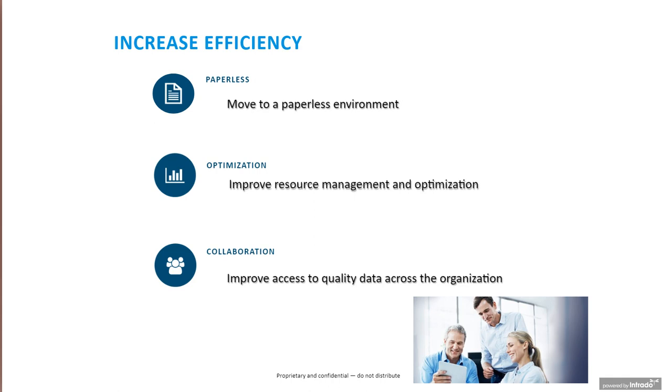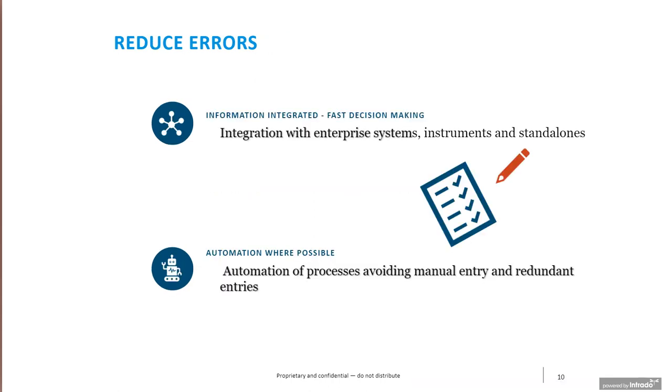It will also help you with optimization of your resources, meaning that you're going to have visibility of your equipment and analysts in order to manage and schedule those individuals for work. Collaboration, to be able to access the data across organizations. Many companies have silos of information. With a LIMS system, you're going to be able to have visibility between departments and even between sites.